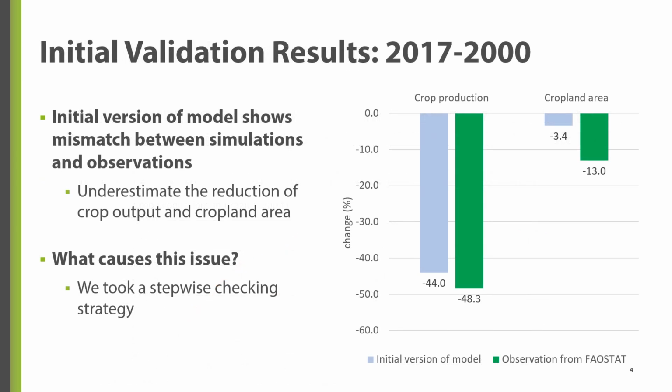When we evaluated the initial version of SimpleG Brazil, we found that although simulation results are consistent with observed data on the reduction pattern of crop output and cropland, the model underestimated the magnitude of reduction, in particular for cropland area. So what caused the mismatch between simulation results and observations? We took a stepwise strategy to check different dimensions of the model.